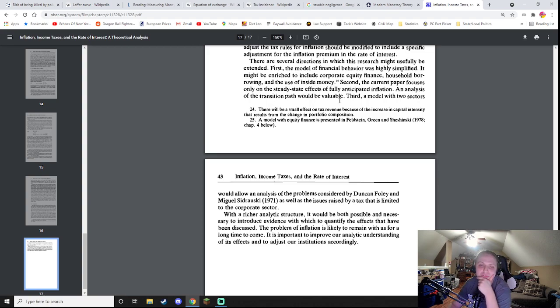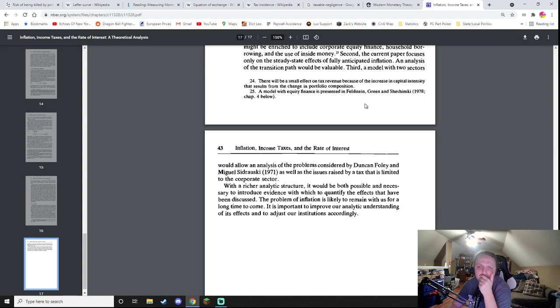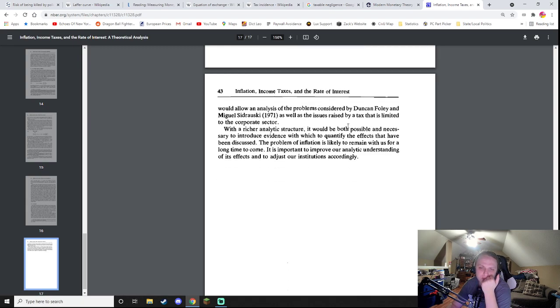It might be enriched to include corporate equity finance, household borrowing, and the use of inside money. Second, the current paper focuses only on the steady state effects of fully anticipated inflation. Analysis of the transition paths would be valuable. Third, a model with two sectors would allow an analysis of the problems. Okay, cool.